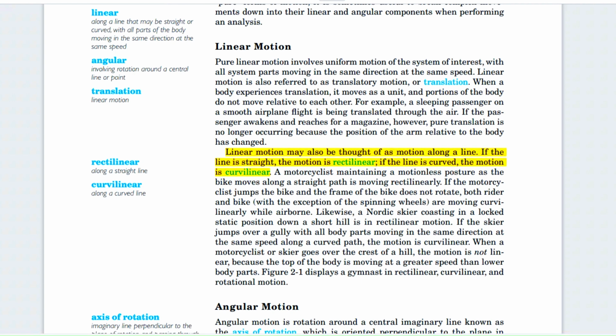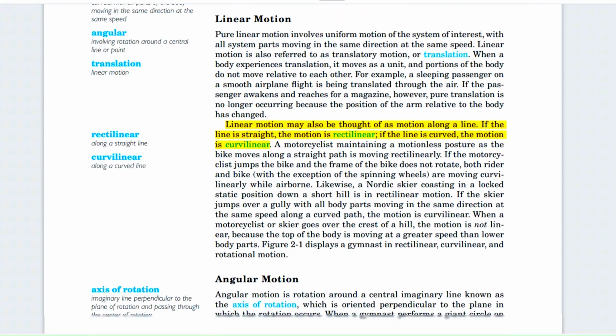Curvilinear is basically movement along a curved path. Okay, the movement is on a curved path. For example, a skier jumps from a gully with all body parts moving together along a curved trajectory. Basically, we can discuss here the motorcyclist, as we have discussed in rectilinear.